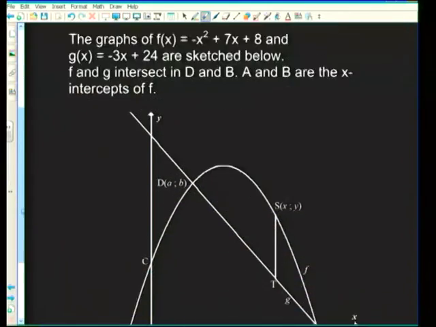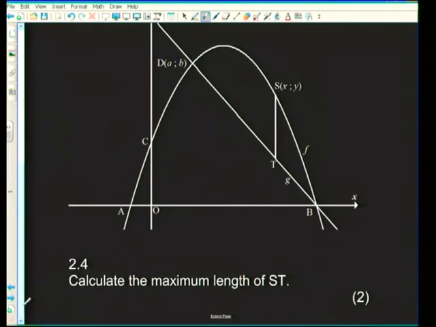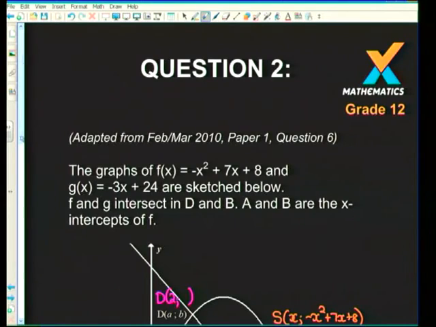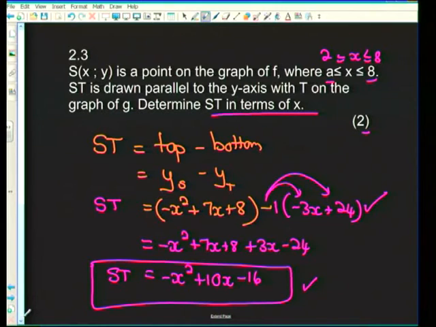So let's see what 2.4 asks me. Whoops, I think I went a little bit too far. Here's 2.4. 2.4 says calculate the maximum length of ST. So back we go. Let's pick up the equation for ST. It's minus x squared plus 10x minus 16.